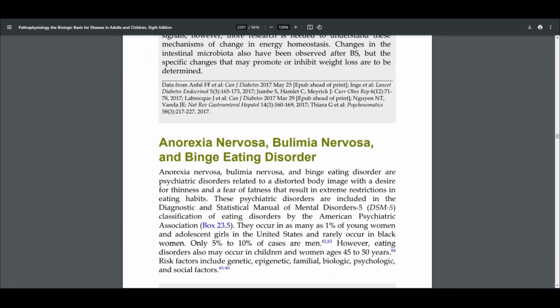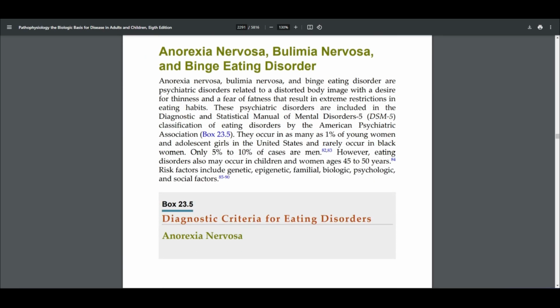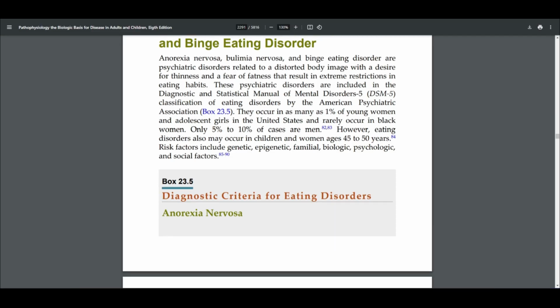So that jumps us now to the opposite end, anorexia nervosa, bulimia nervosa, and binge eating disorders. Anorexia nervosa, bulimia nervosa, and binge eating disorders are psychiatric disorders related to a distorted body image with a desire for thinness and a fear of fatness that results in extreme restrictions in eating habits. These psychiatric disorders are included in the Diagnostic and Statistical Manual of Mental Disorders, the classification of eating disorders by the American Psychiatric Association.